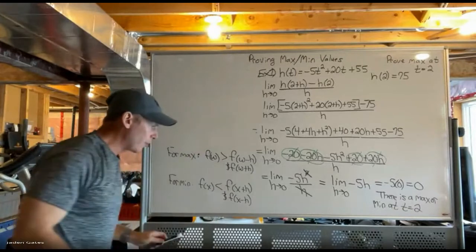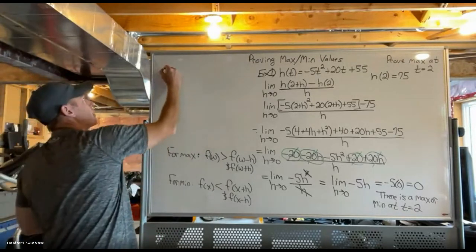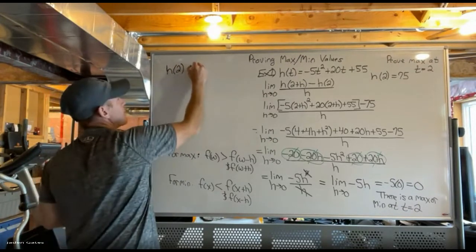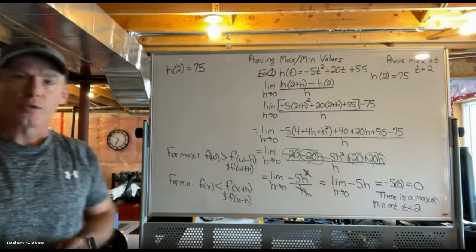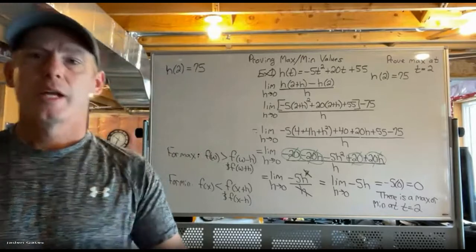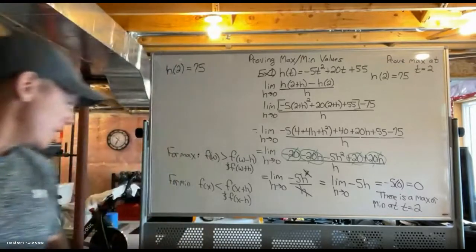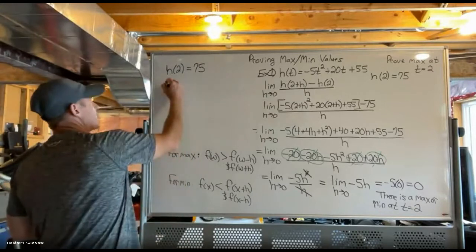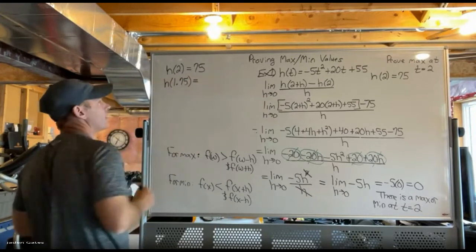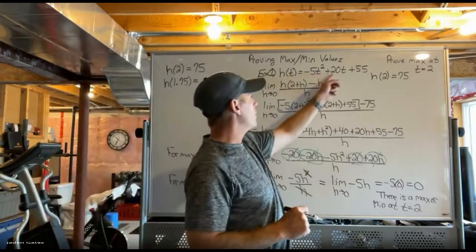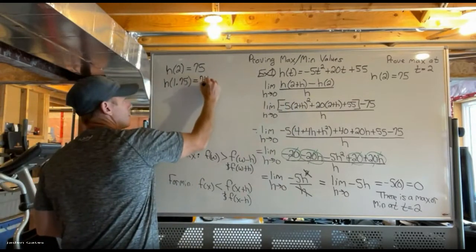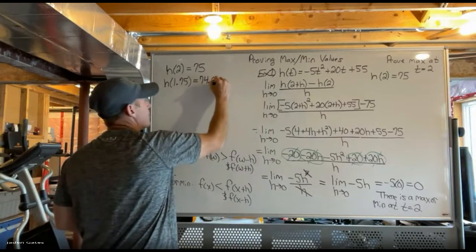All right, so here's how. First off, when I put into the equation h of 2, I found it to be 75. So now to figure out whether it's a max or a min, I'm going to find out a value just before t equals 2, and just after t equals 2. So what I did was I found out h of 1.75. I plugged that into this formula right here, and the value I got was 74.6875.